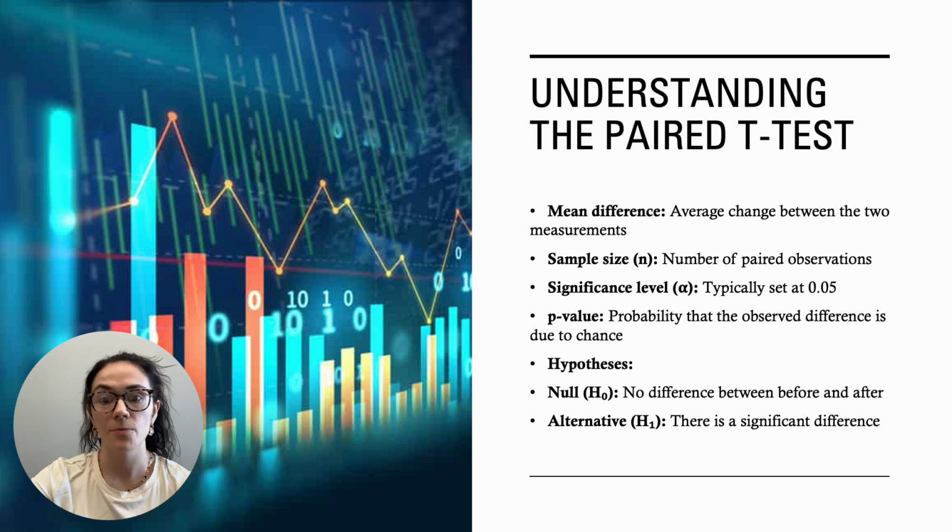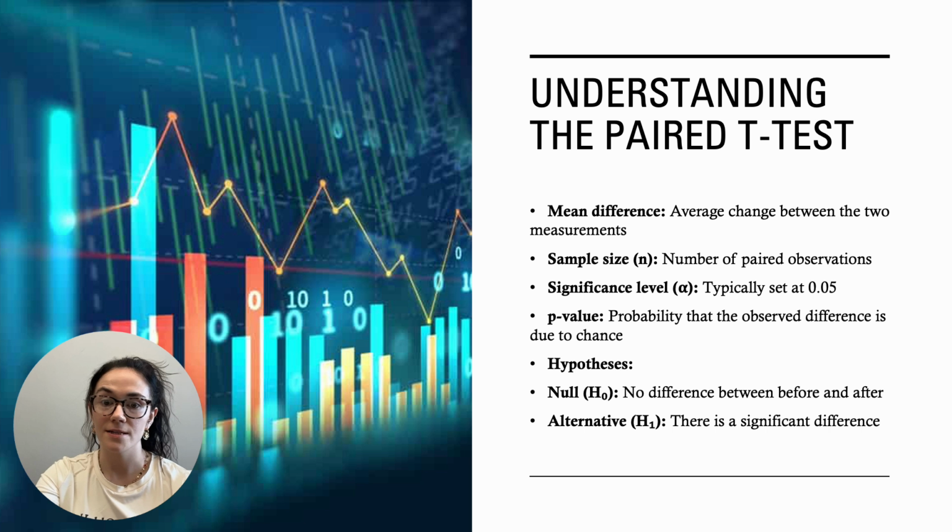To really understand what the paired t-test tells us, it helps to break down the key components that go into it. First, we have the mean difference. This is the average amount of change between the two related measurements. For example, if you measured a group's weight before and after following a specific diet plan, the mean difference would tell you, on average, how much weight changed across all participants. Positive mean differences could show gains, like increased test scores after tutoring, while negative mean differences might show decreases, like lowered blood pressure after a medication.